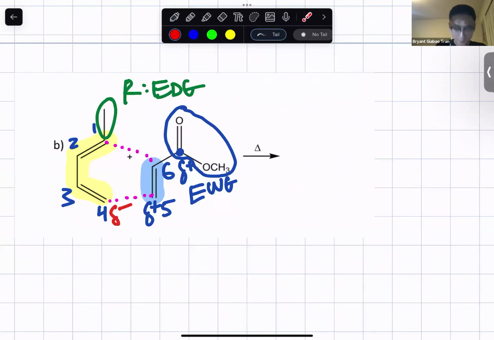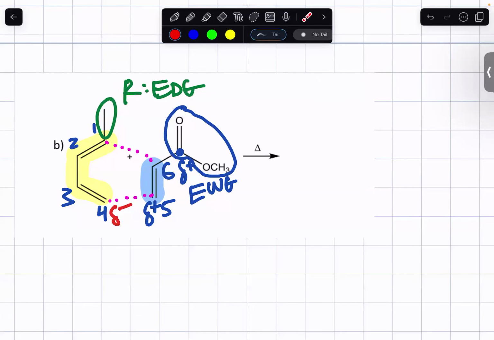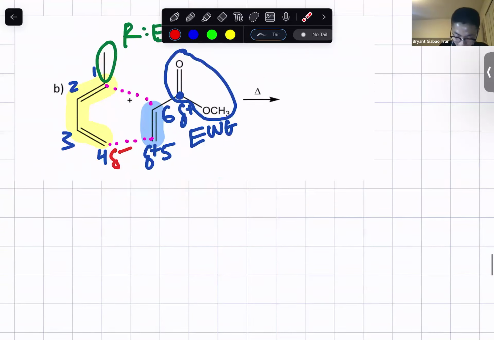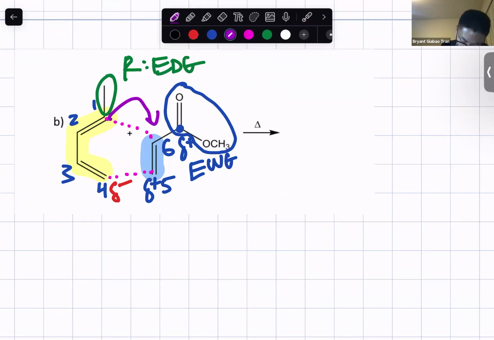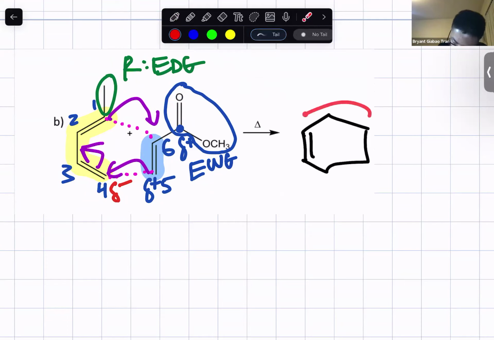Does that make sense so far? Yeah, that makes sense. Thank you. Yeah, no problem. Now, since the charges do align from the diene and dienophile, we can go through with the whole mechanism arrows and give this template product, right? Let's say this is 1, 2, 3, 4, 5, 6.